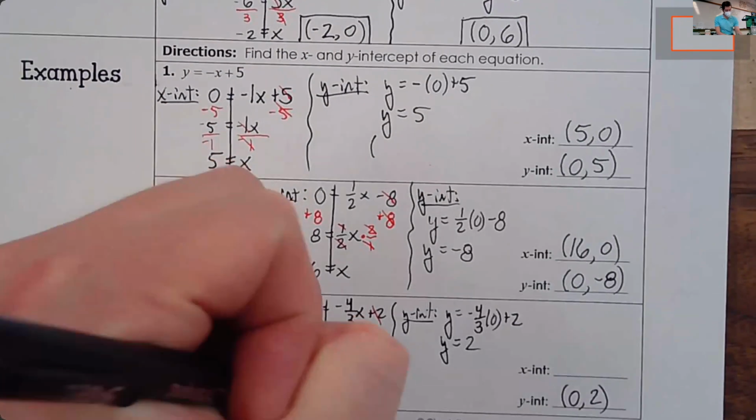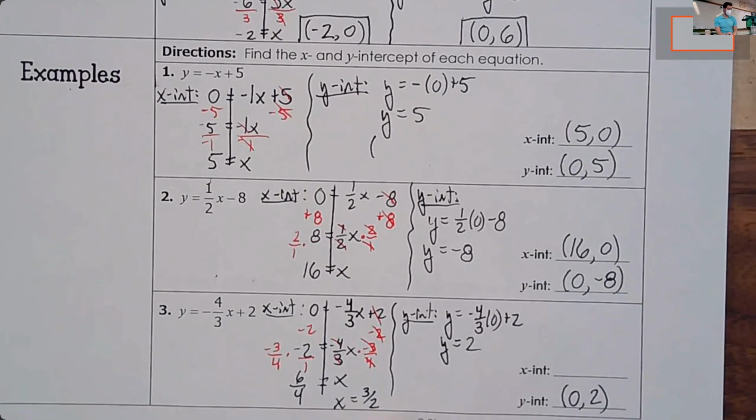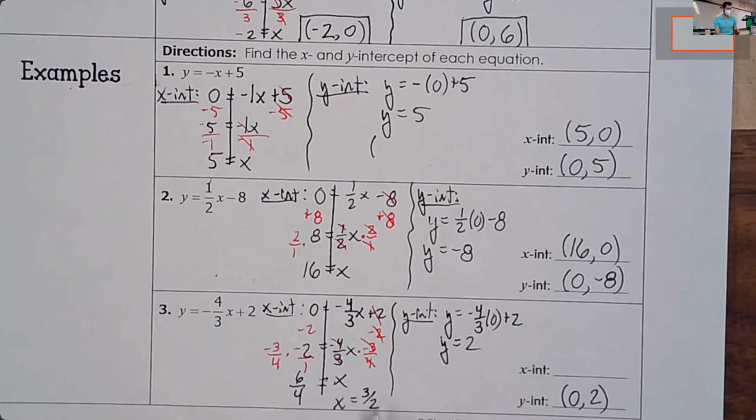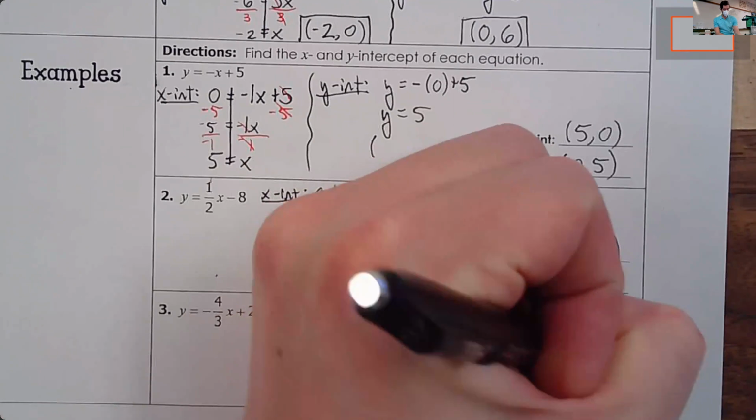So x equals 3/2. If you can reduce a fraction, reduce the fraction. This one does not turn into a whole number. And I'll talk about this in just a second. Let's get this on here. So we got 3/2 and then comma 0.